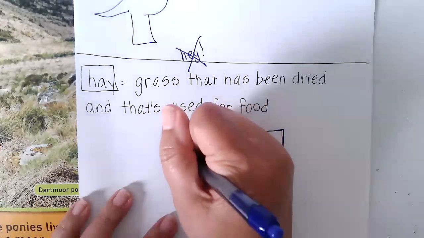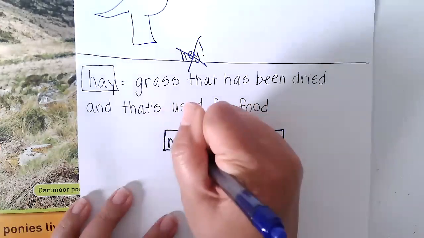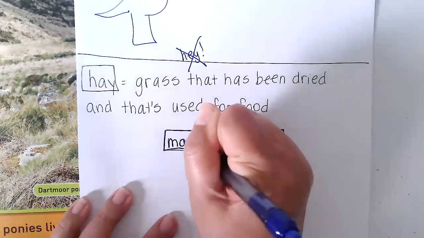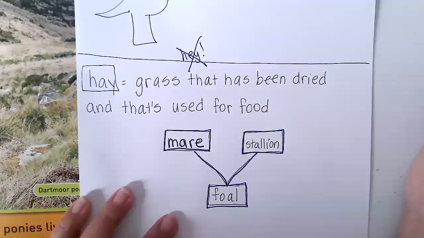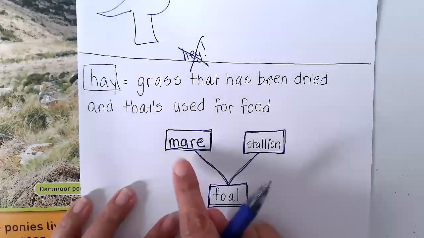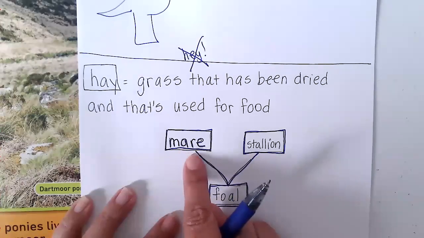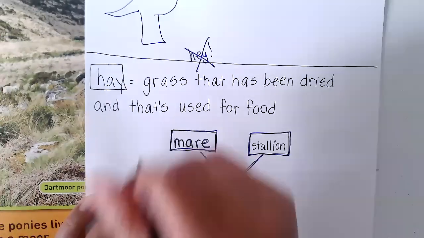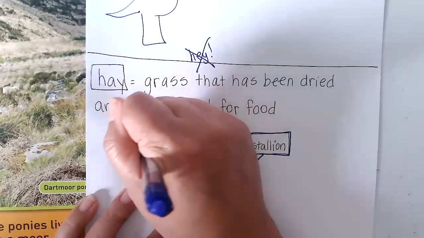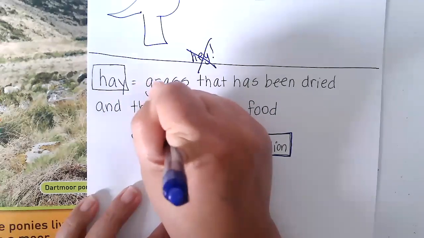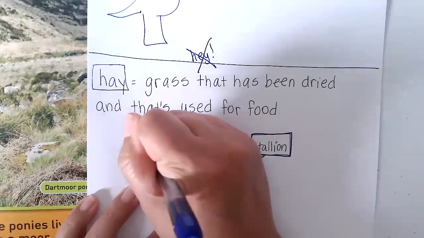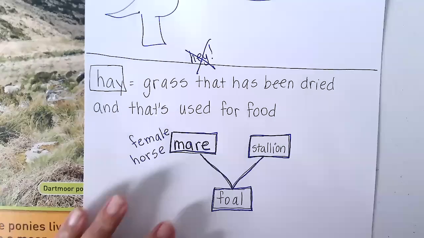So the first word is mare, M-A-R-E. And I do want you to write this, M-A-R-E. And what is a mare? A mare is a female or a girl horse.